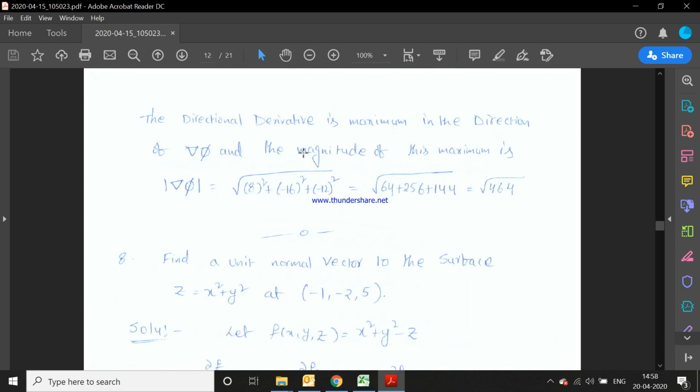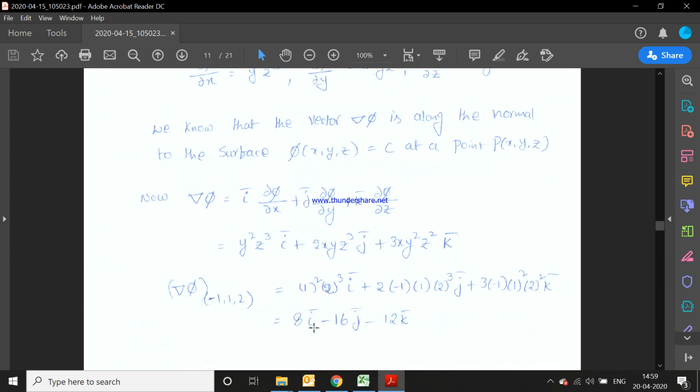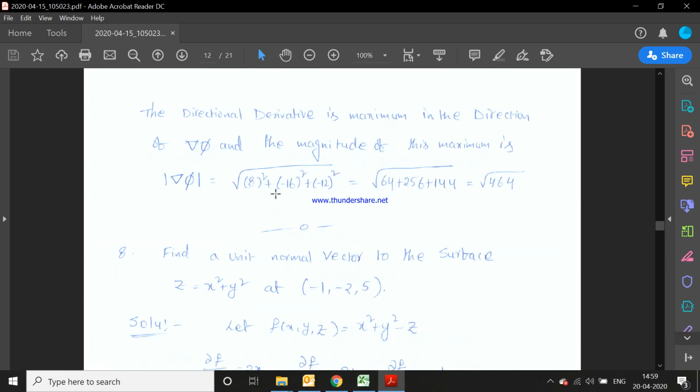After that, the directional derivative is maximum in the direction of del phi, and the magnitude of this maximum is the modulus of del phi, or the length of del phi, that is under root of x square plus y square plus z square. Here x value 8, y value minus 16, and z value minus 12, that is 8 square plus minus 16 whole square plus minus 12 whole square. So 8 whole square is 64, minus 16 whole square is 256, minus 12 whole square is 144, that is under root of 464, which is the magnitude of this maximum.